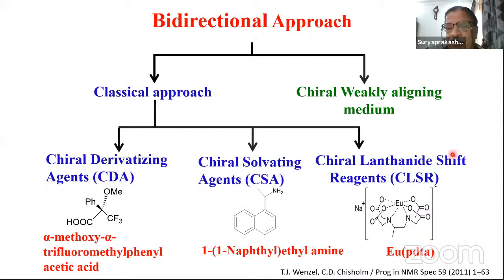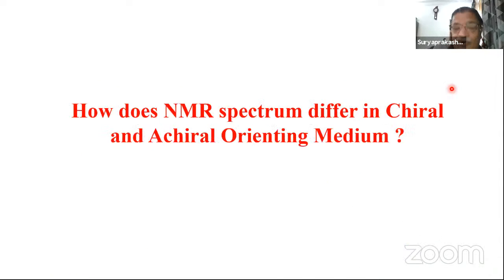But now we have a different way of detecting, by some other way, a bidirectional approach. We have a classical approach by putting it in a chiral solvating agent or a derivatizing agent. We convert enantiomers to diastereomers. There's a way, but I'm not going to tell you about that. We have published more than 30 or 40 papers, you can see that and you will know how we use that. But what I'm going to show you is what we do in a chiral aligning medium.